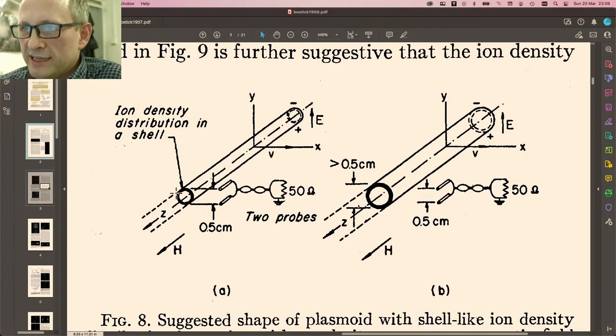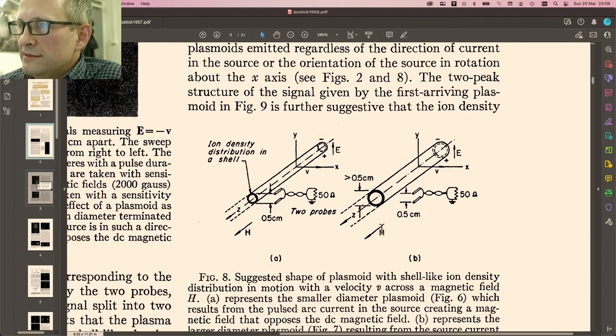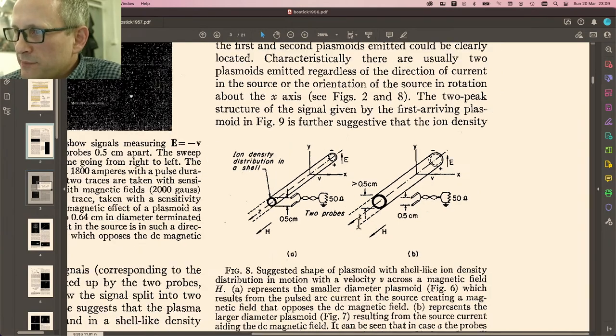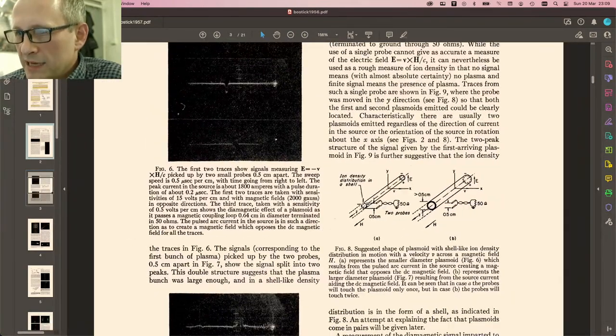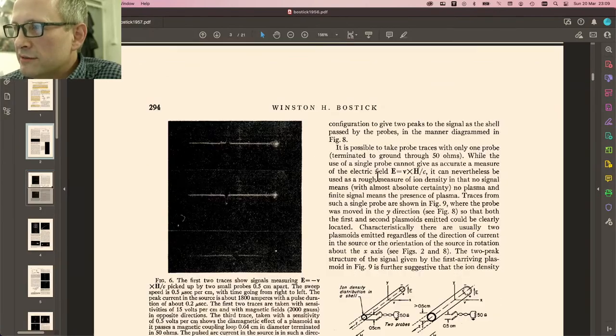Basically, they're launching the plasmoids this way. And if it's this size, then it will touch the electrodes once, this side, and this side will touch the electrodes once. If it's this size, it'll touch them twice. You'll get a hit here and here, and then you'll get a hit here and here. So they changed the pressure in the chamber, and that changed the size of the plasmoids so produced. Okay.